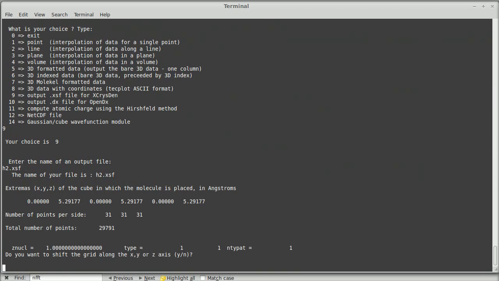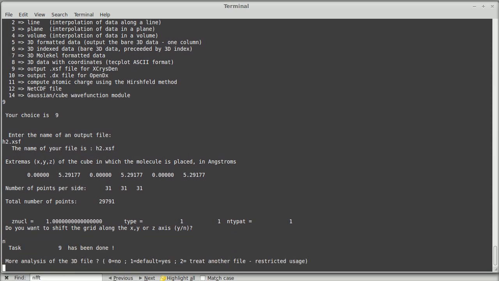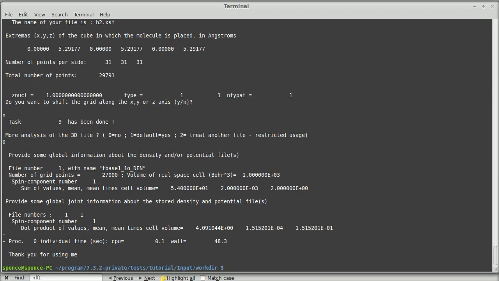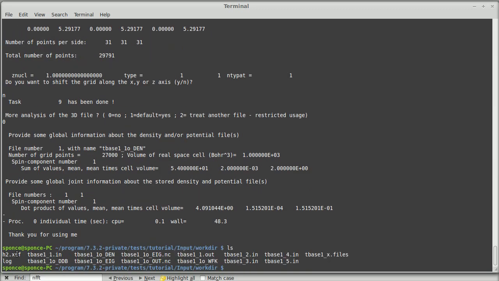Then it asks if you want to shift the grid. I don't, so I put no. Do I want to make more analysis? No, I put 0, and then it's finished. And I have this new XSF file.